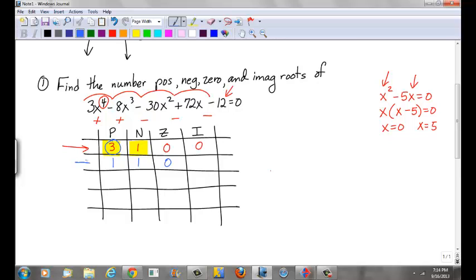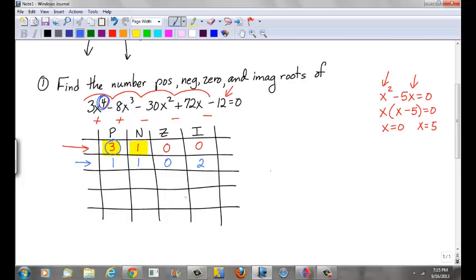Now, what changes is the imaginaries. This row across still has to add up to that highest exponent, so that makes this go up to 2. So, we don't know what the answers to the equation are, but we know we either have 3 positive roots and 1 negative, or 1 positive root, 1 negative root, and 2 imaginary roots.